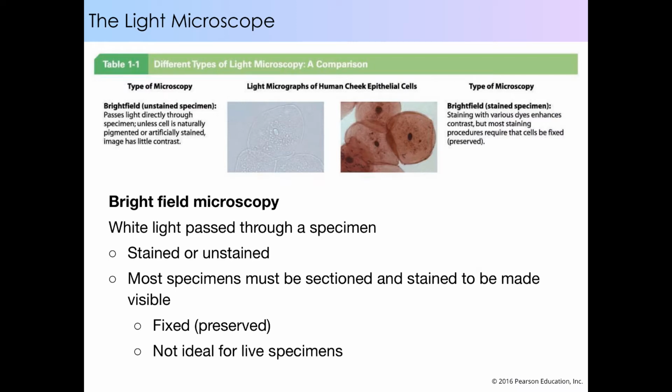The type of light microscope that most of us are familiar with is the bright field microscope, which is the one that has a white light as a source of illumination. Now, because a white light is used to illuminate the sample, this type of microscope is best for samples that are stained with dyes. However, dyes or the procedures that are used to dye tissue tend to be toxic. So that means that in general, bright field microscopes are not useful for visualizing live specimens.